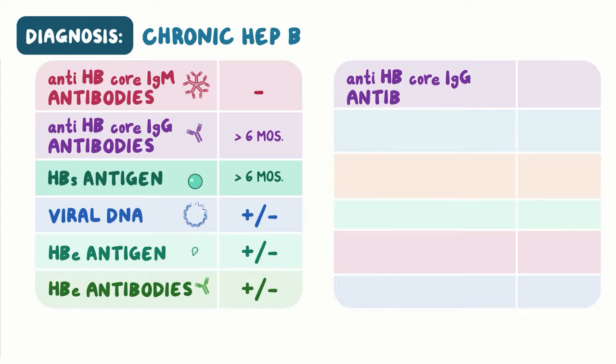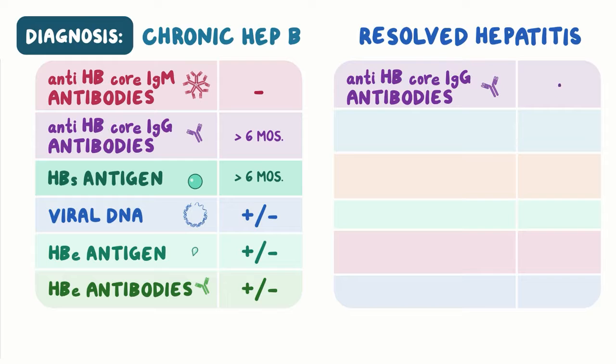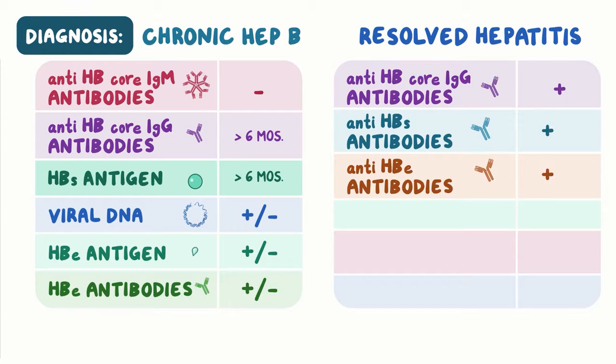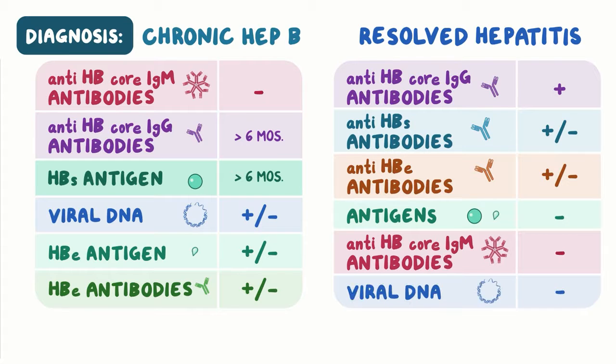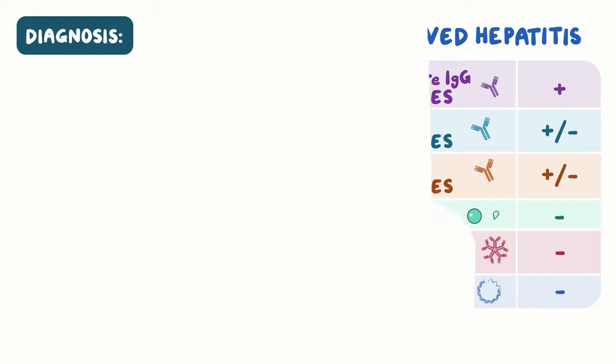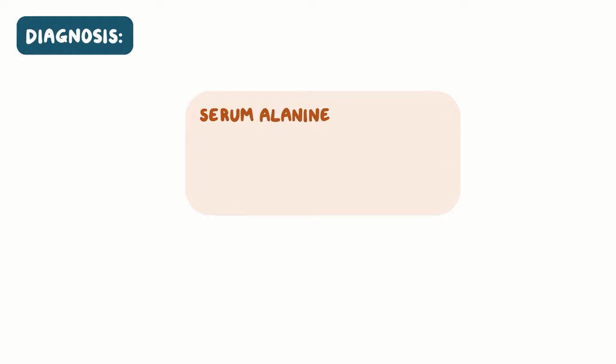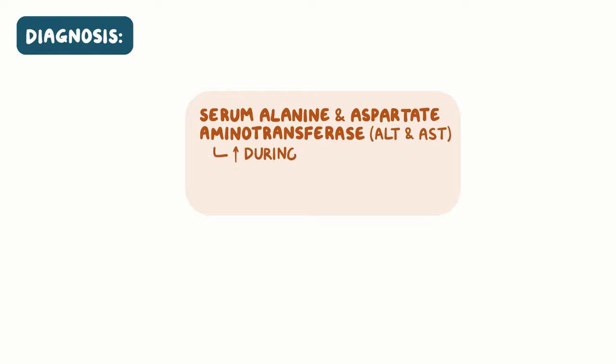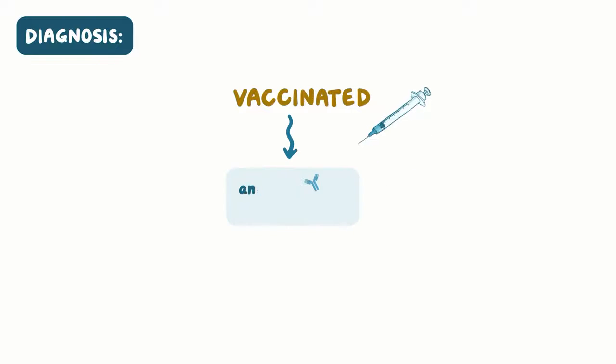Anti-HB core IgG antibody is the marker of resolved hepatitis. Anti-HBs and HBe antibodies can also be present, but no antigens, anti-HB core IgM, or viral DNA are present. Serum alanine and aspartate aminotransferase, or ALT and AST, are elevated during the active acute and chronic infection, but ALT is more elevated than AST. Finally, vaccinated individuals have only anti-HBs antibodies present.